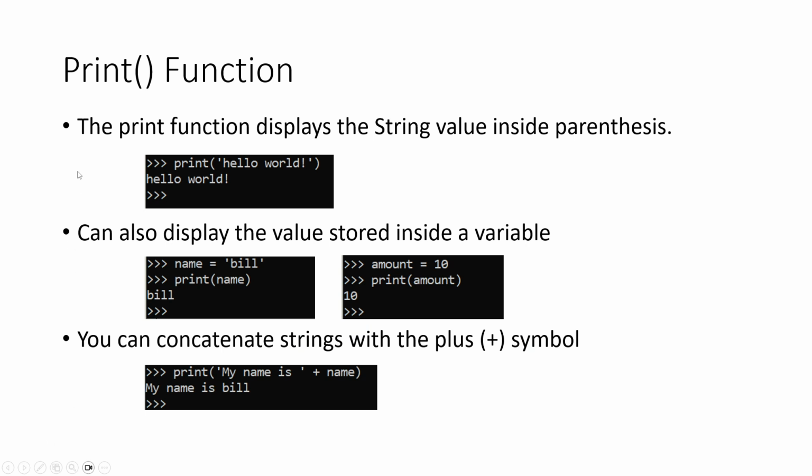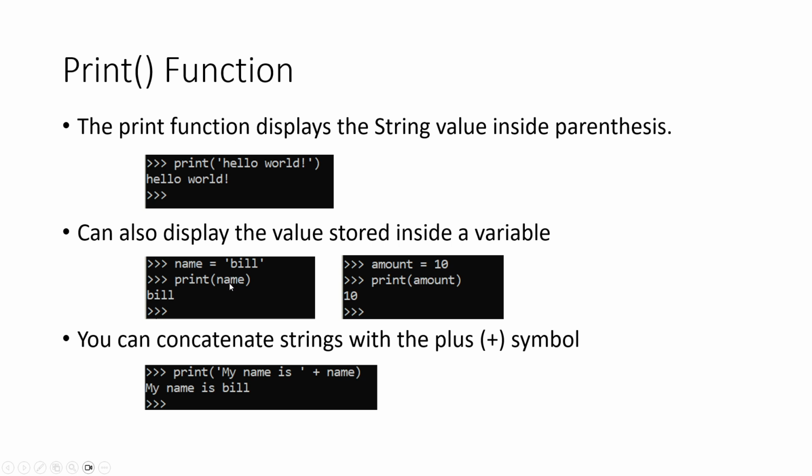So let's take a look at the print function. Here's the print function. What it does is display the string value that's put inside the parentheses. So here's the function, and here are the values that I'm going to pass into the function. In this case, I'm going to pass the string hello world into the print function, and it's going to print hello world. If I want to display the value stored inside a variable, I can create a variable, and then I can print name.